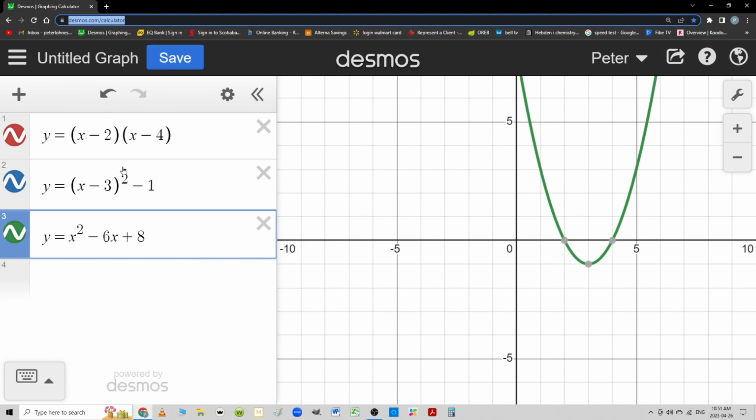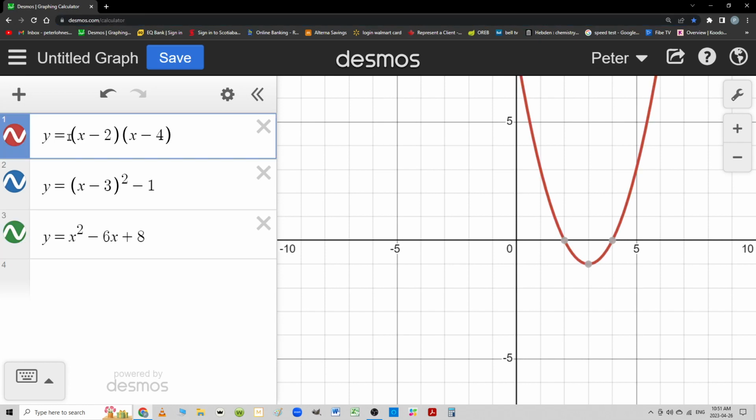Now, as you probably already know, a quadratic is also called a parabola. It can face up, or if it has a negative number in front of it, it'll face down. So a negative leading coefficient in front of the x squared, or in front of the factored form, will face down. And these are the three different versions of a parabola, a quadratic. This is called the factored form.